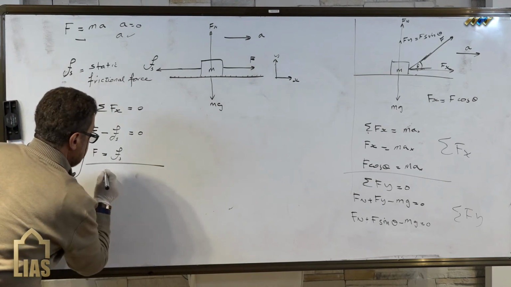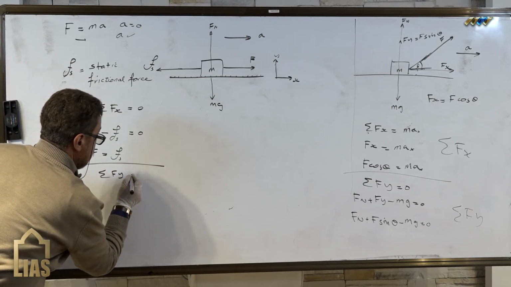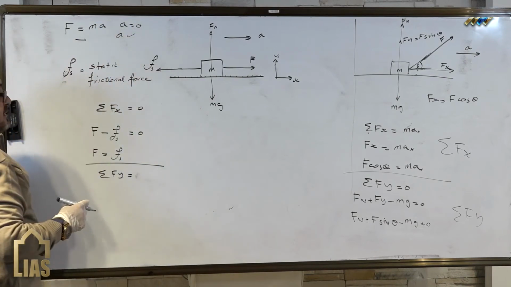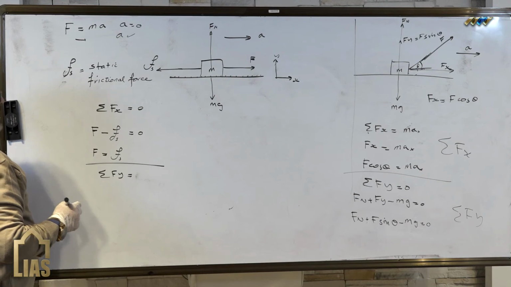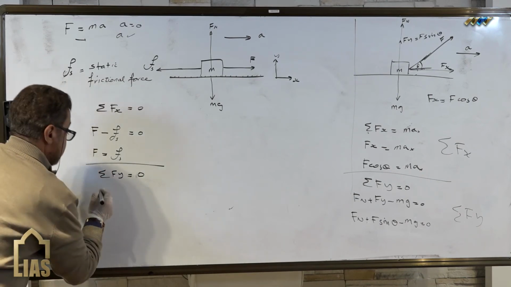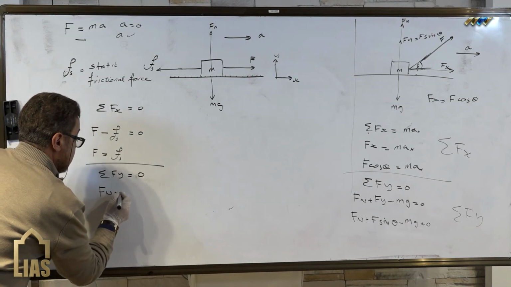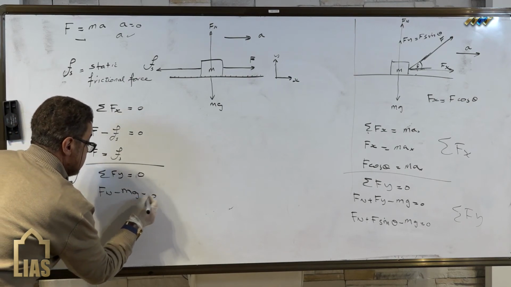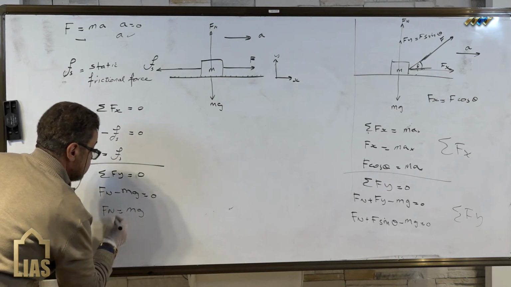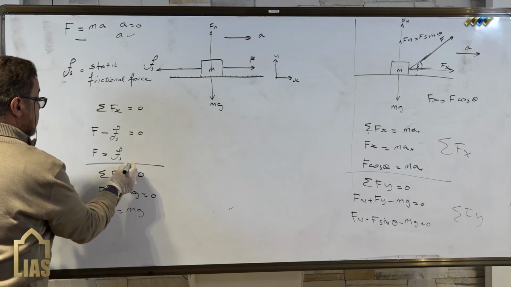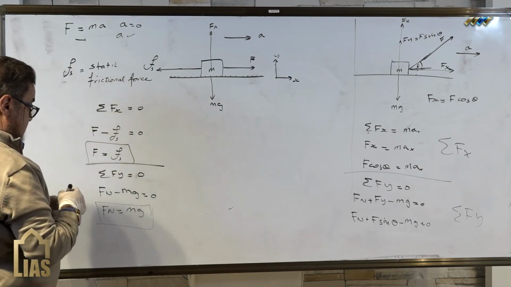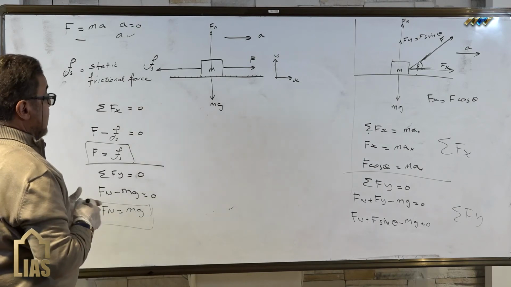Sigma of y: it is not moving, then ay is 0. In Fy, what we have here is Fn minus mg is equal to 0, or Fn is equal to mg.